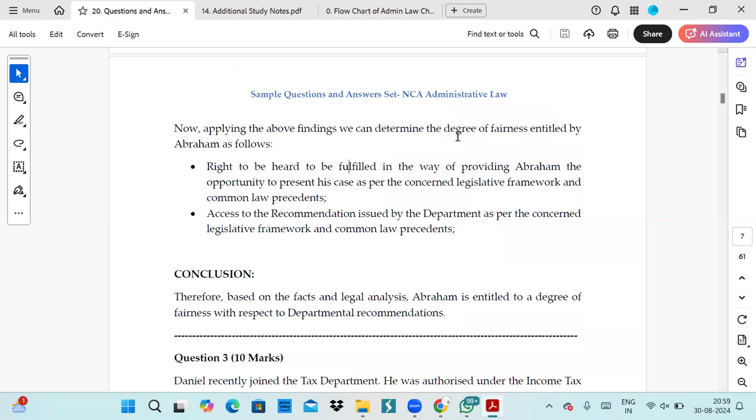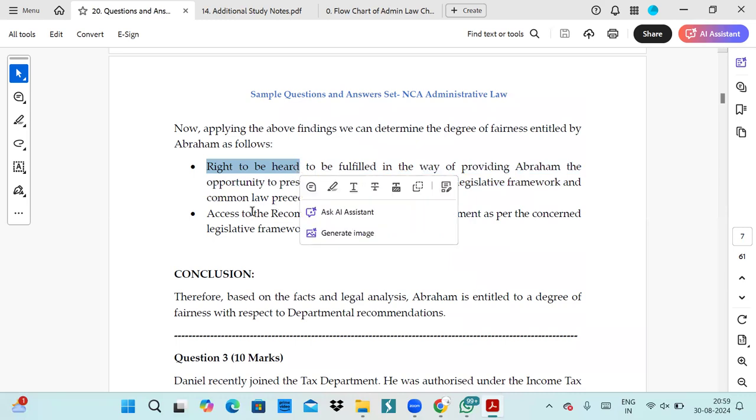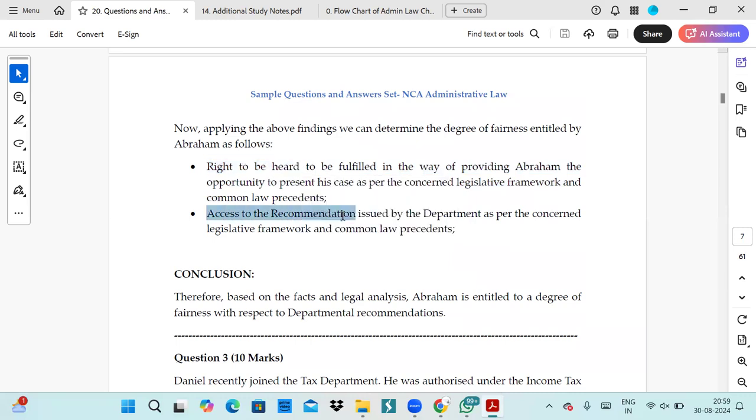Applying the above findings, we can determine the degree of fairness entitled by Abraham, that is the right to be heard, to be fulfilled by way of providing Abraham an opportunity to present his case as per the concerned legislative framework and common law precedents. So the right to be heard should be given. A proper hearing should be given to him. Then what else? Access to the recommendation. That was not given to him in the question.